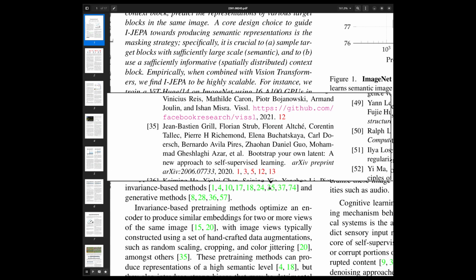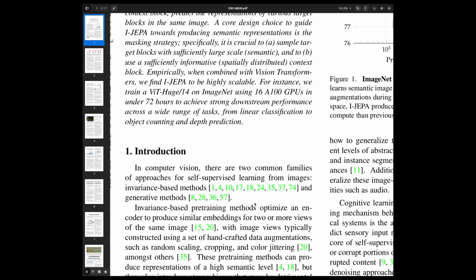So the invariance-based methods are like DINO and BYOL, Bootstrap Your Own Latent. Or SimCLR. So DINO, this one I know. SimCLR, CLR is a different paper, right? Yeah, it's a different paper, but I think it belongs to the invariance-based methods.